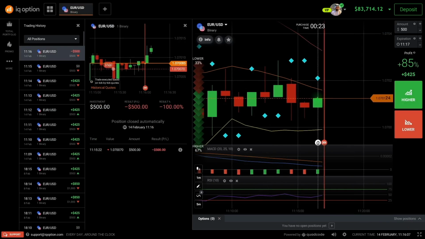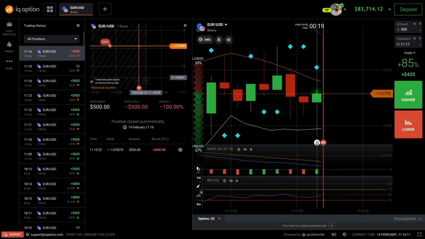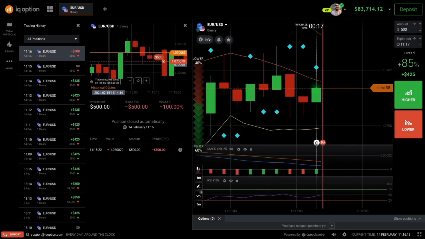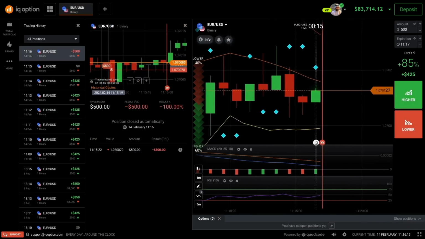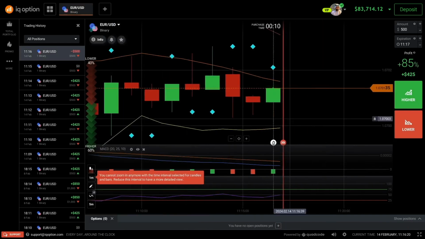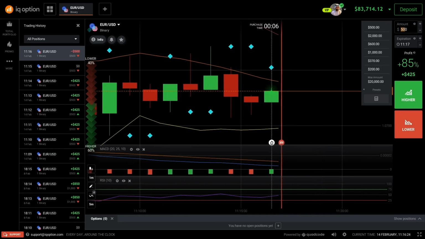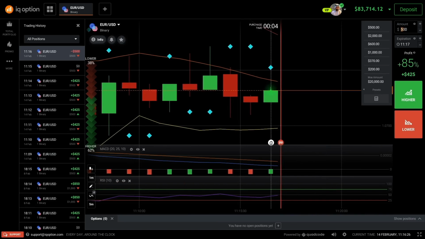Let's double it. Damn. I knew that it was going up. I was looking at parabolic SAR. You know what? Let's double it. Let's put $1,000. The next one.